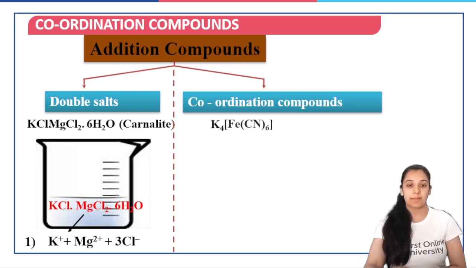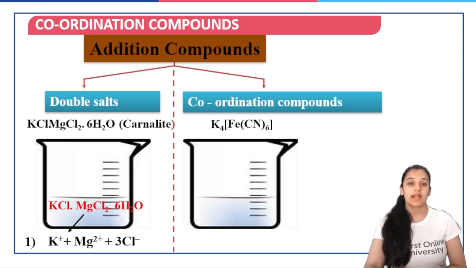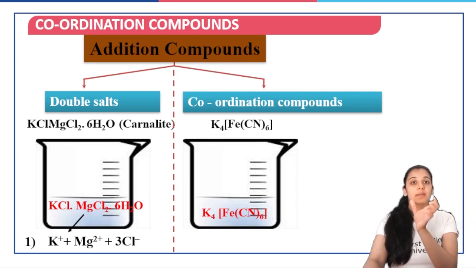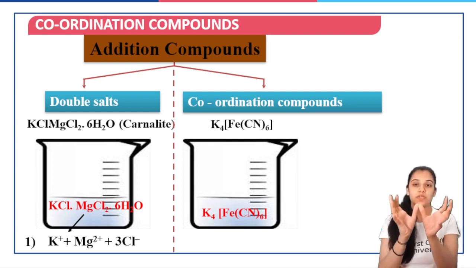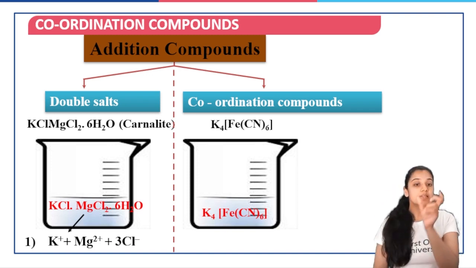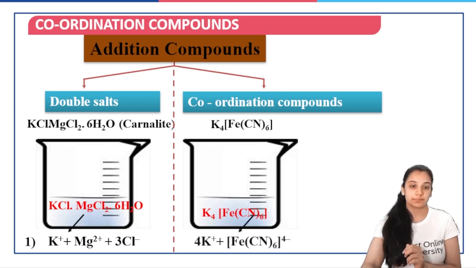Let us have a look at an example. If we have K4[Fe(CN)6], that is potassium ferrocyanide, and we add it to water, the K plus part is going to go away in the form of ions, but the square bracket part, the entire square bracket along with the species inside it, is called the coordination sphere. This coordination sphere will remain as it is. It will not dissociate into Fe2 plus or CN minus.